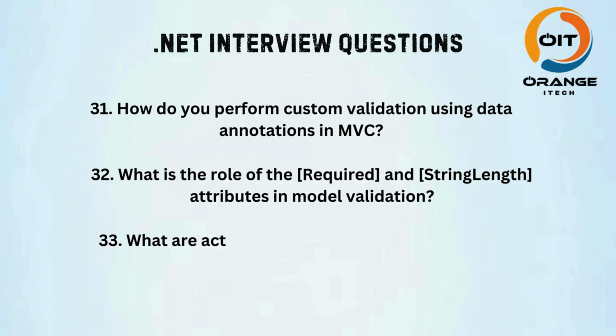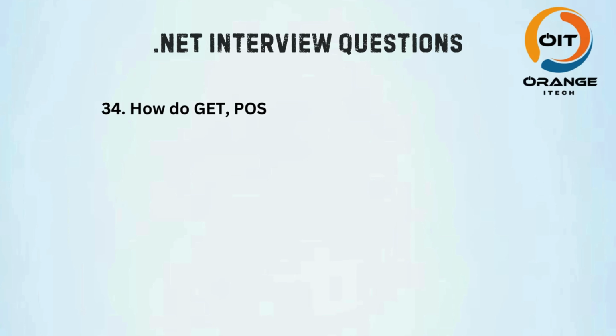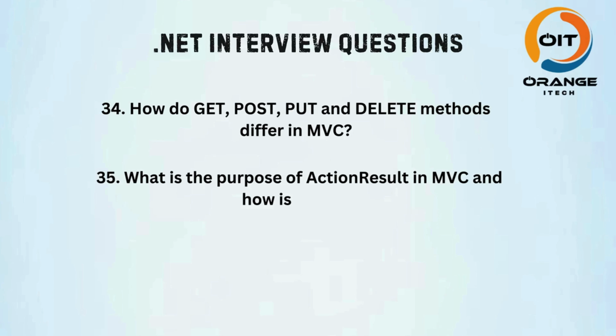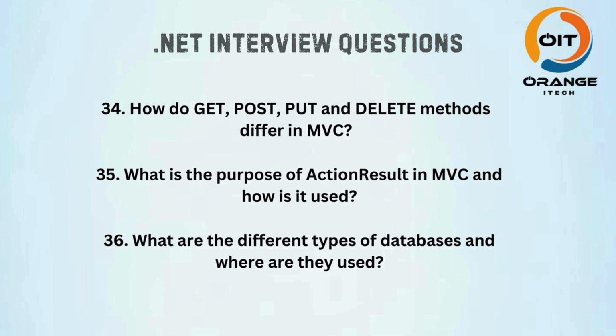What are the action methods in MVC and how are they linked to HTTP verbs? How do GET, POST, PUT and DELETE methods differ in MVC? What is the purpose of ActionResult in MVC and how is it used? What are the different types of databases and where are they used?